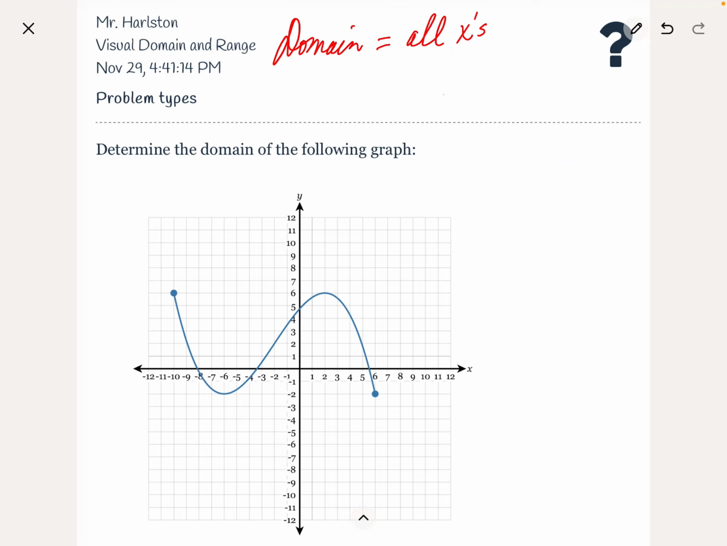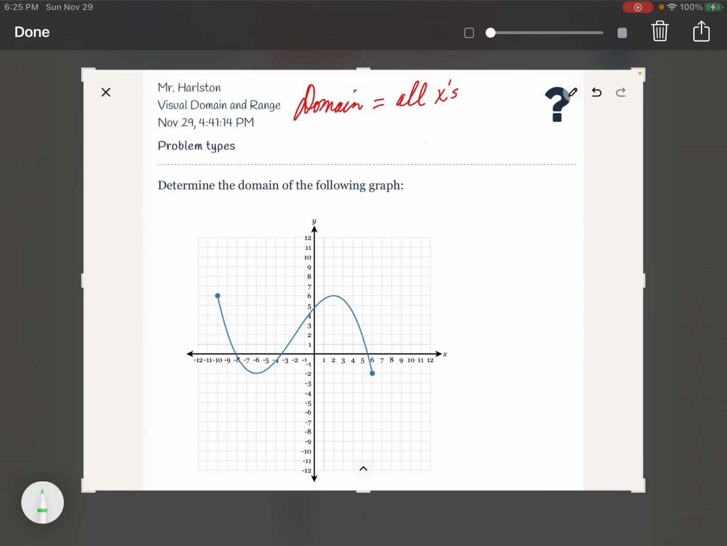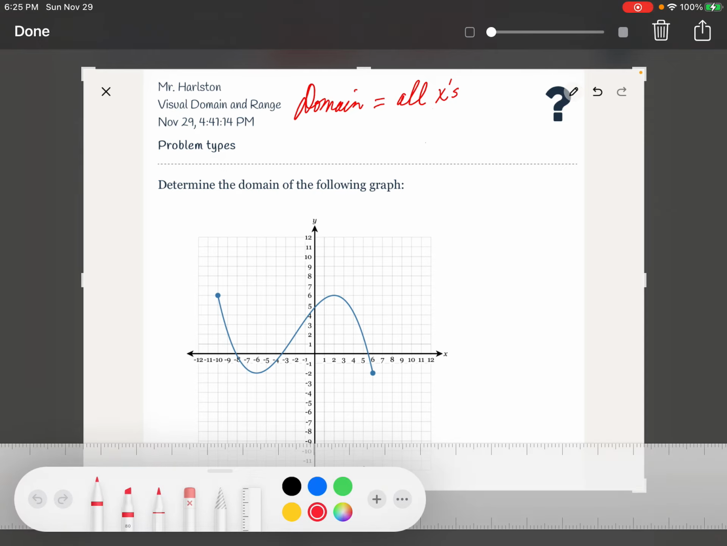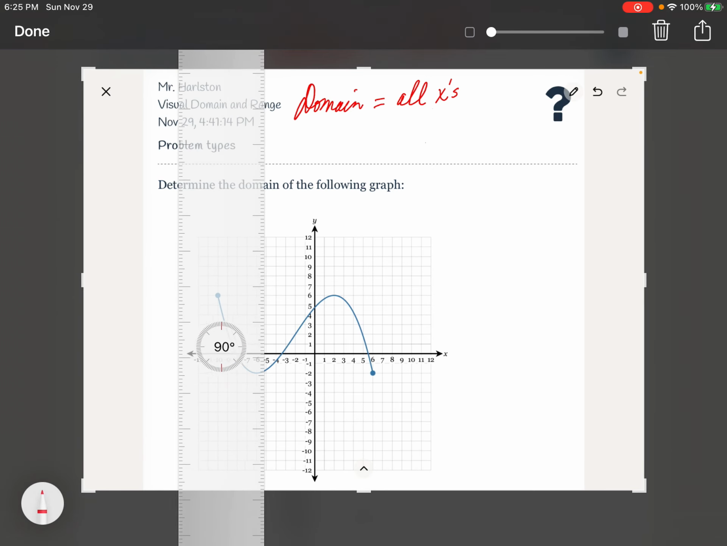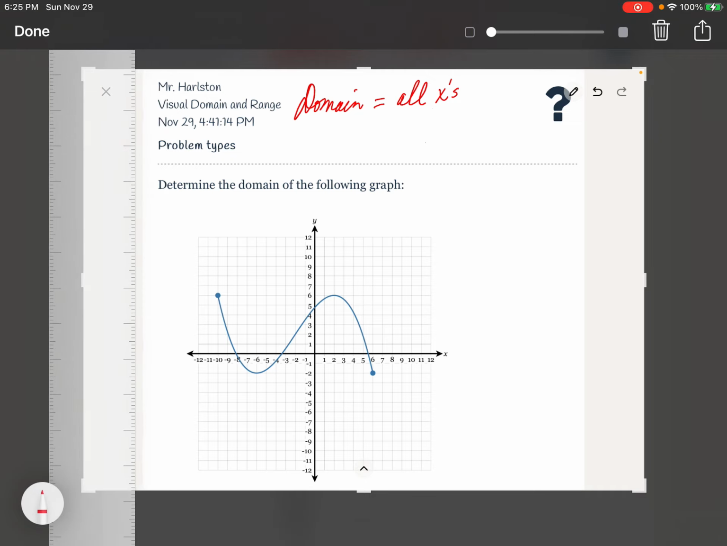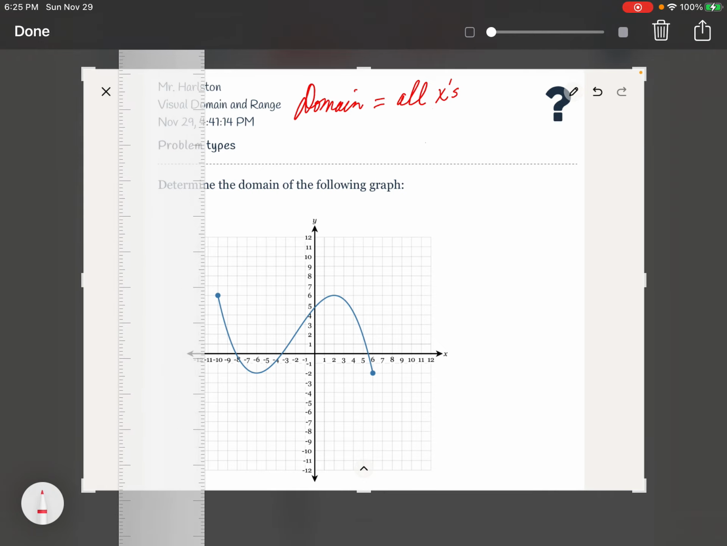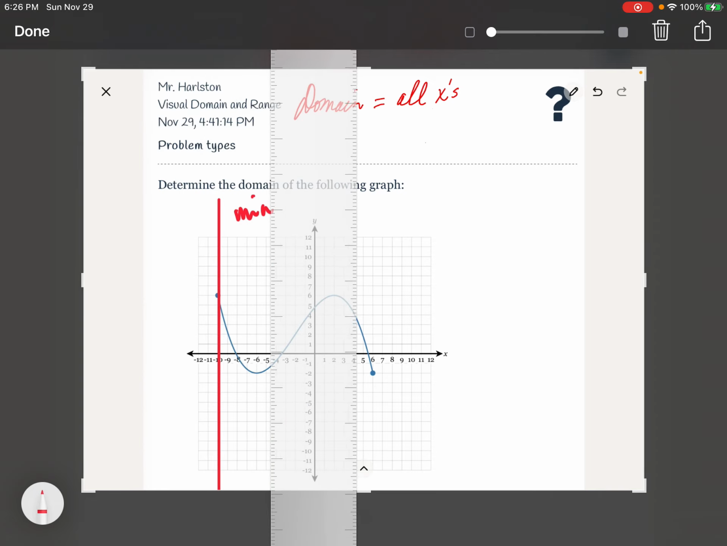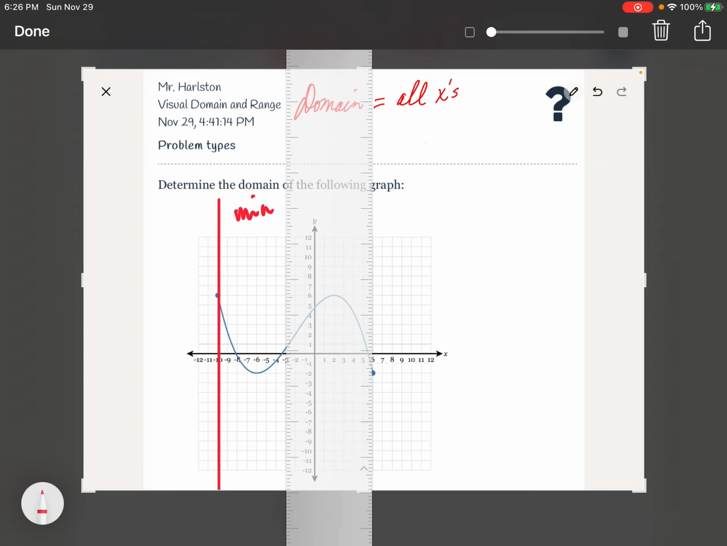So first thing I'm going to do is take a picture. And now I am going to use a ruler. When I make it vertical, it's going to represent all the inputs. All I have to do is start at the minimum, which is going to be on the left, and keep going until I first hit the graph. When I first hit the graph, I'm going to draw a vertical line there, because that's going to be my minimum. That's my minimum x. Now if I keep going, that's my maximum x.